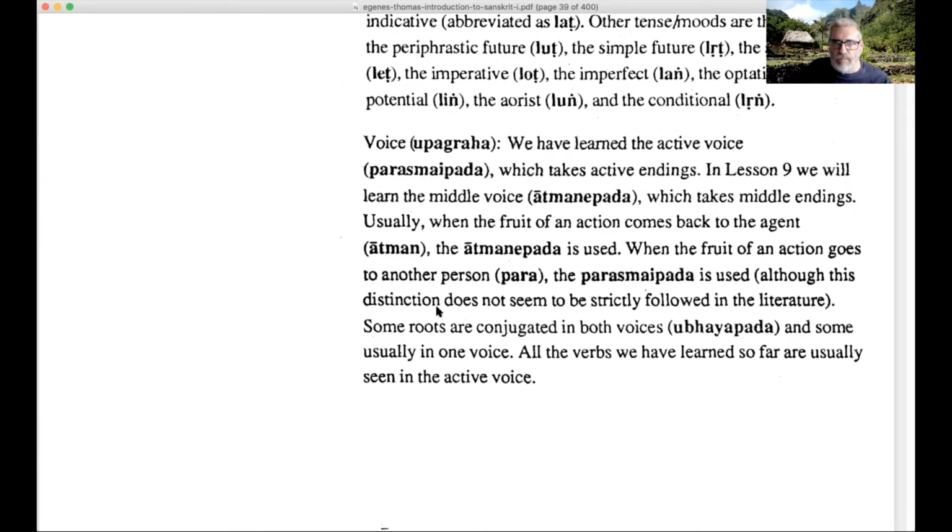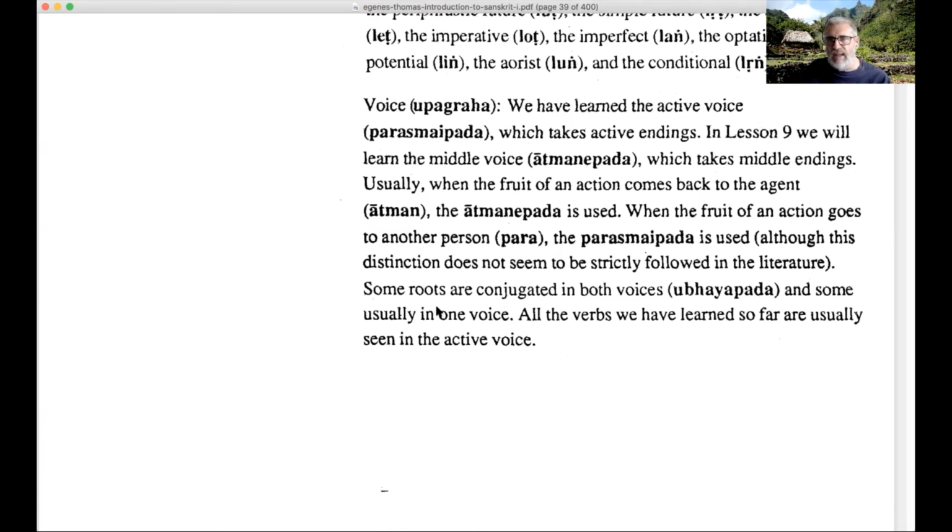Usually, when the fruit of the action comes back to the agent, the Atman, right? The verb is showing the action in the sentence. It's the action word. When the fruit of that action comes back to the person, that is called apanapada. And that's when we use those apanapada endings, which we won't learn until lesson 9. When the fruit of the action goes to another person, para, right? Another person is para. So it's called parasmaipada, for another. Although this distinction does not seem to be strictly followed in literature. So this was a distinction that used to be used.